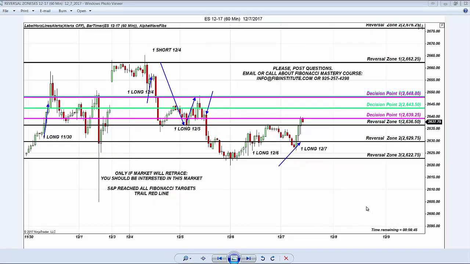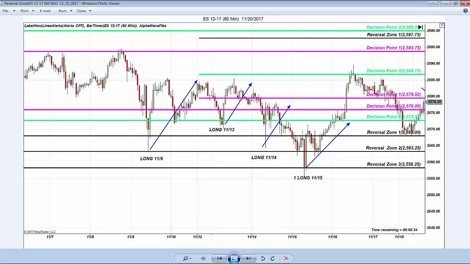Here are a couple of examples of reversal zones from the months of December and November. Do you remember this? Trend inception levels, day trading chart, 60-minute chart. Identical strategy as on weekly, as on monthly, as on yearly. Do you remember this chart? Trend inception, early November. Identical to the weekly trend inception investment chart.